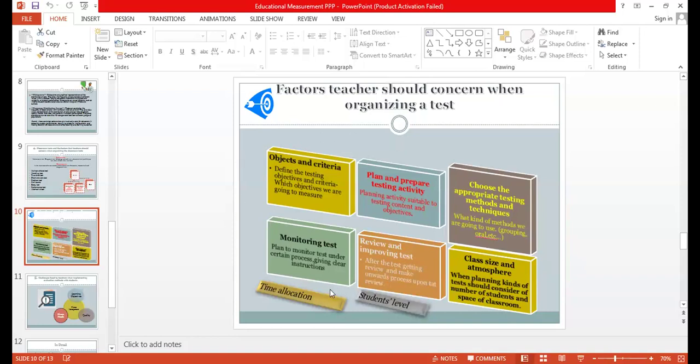Besides these factors, we have to consider time allocation and the students' level also, because for each and every test we have to allocate some time. As a teacher, we know about our students' level, so according to that we can prepare our test. That's all about my presentation.